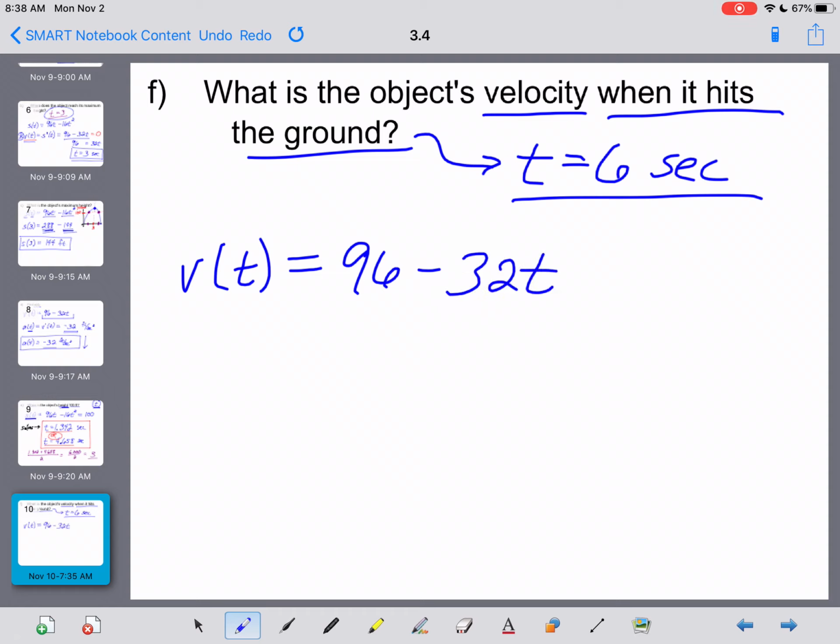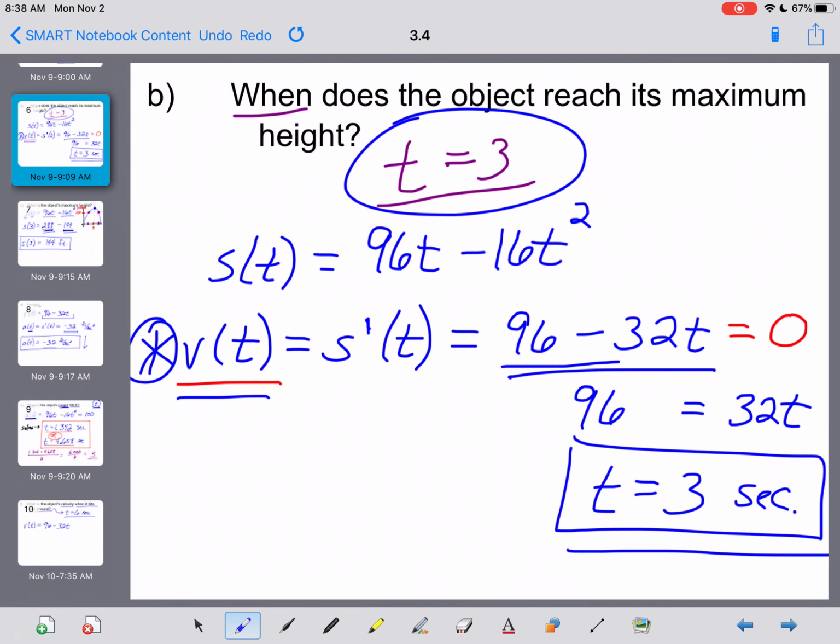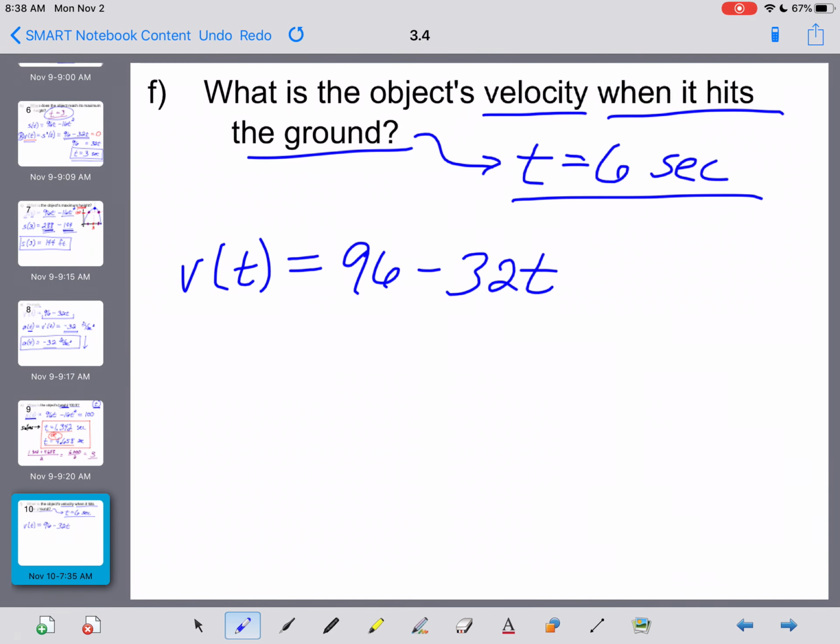I just want to double check that, guys. We had that where? Right here. Yep, 96 minus 32t. I'd hate to lead you astray. And now we know the value of time that we care about. So we're going to evaluate v of 6.